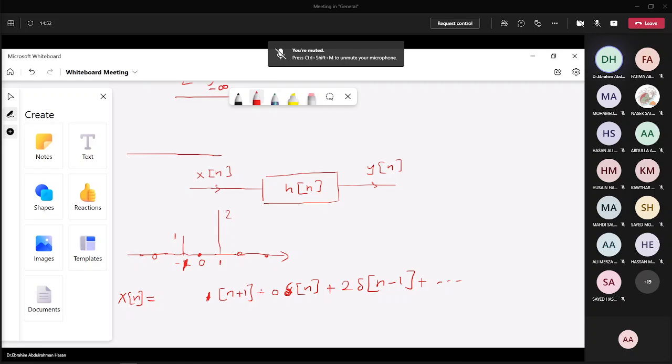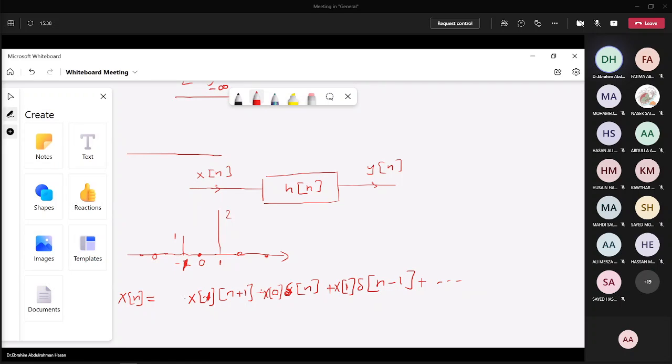I can write it as x at 1. Sorry, at minus 1. So the value of x at minus 1 is equal to 1. And this 0 is x at 0. And this 2 is the value of x at 1. So then we can write it like this in general.